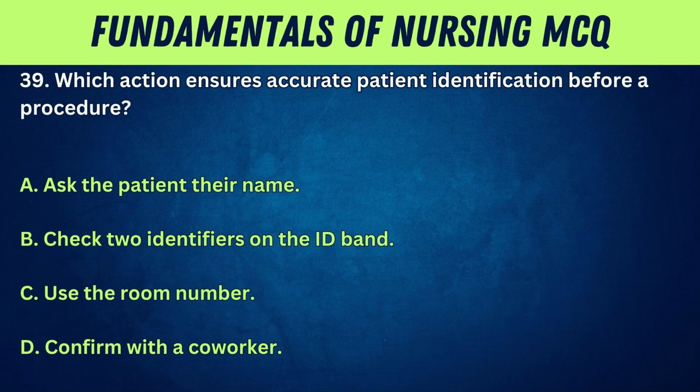39. Which action ensures accurate patient identification before a procedure? A. Ask the patient their name. B. Check 2 identifiers on the ID band. C. Use the room number. D. Confirm with a coworker.